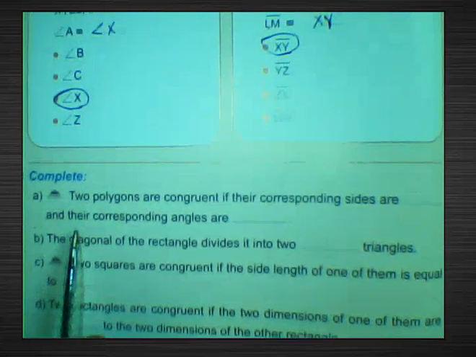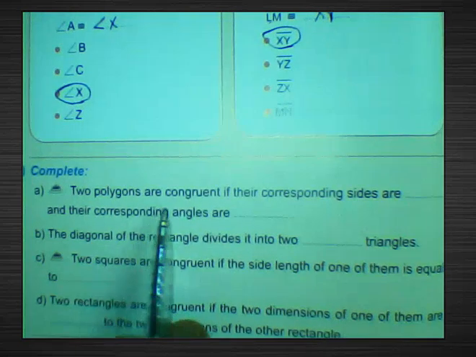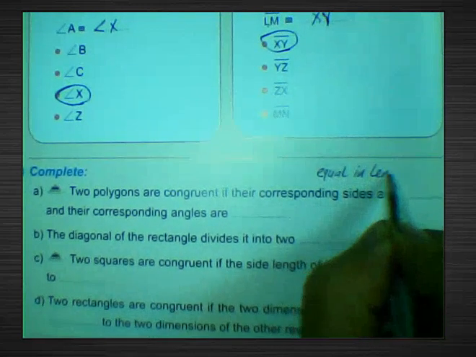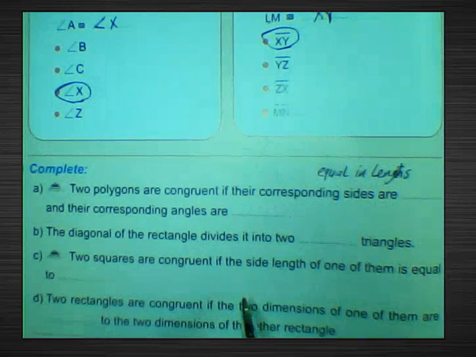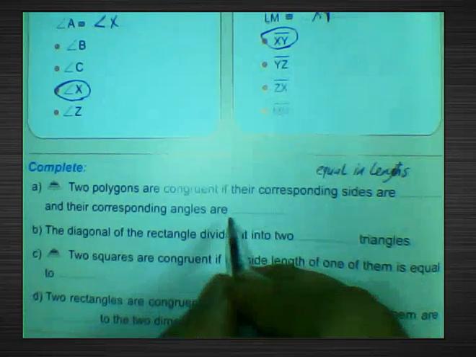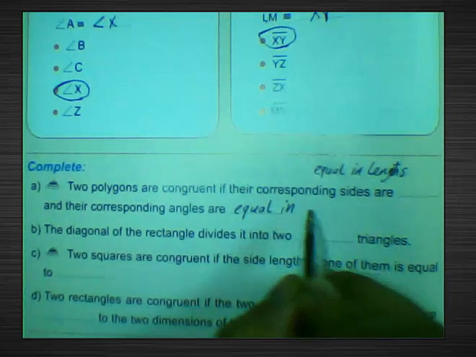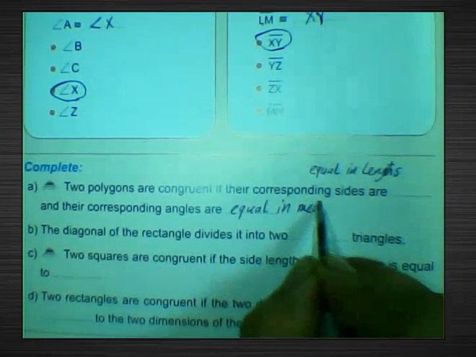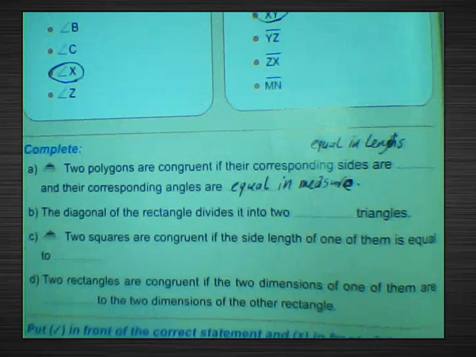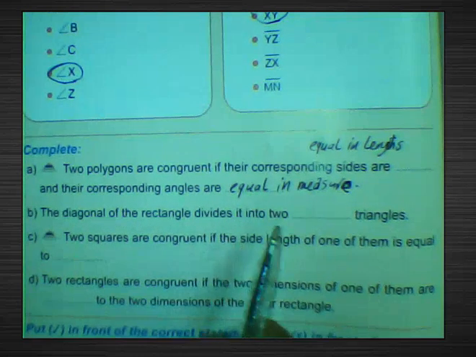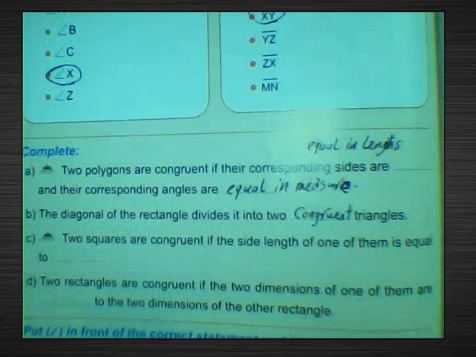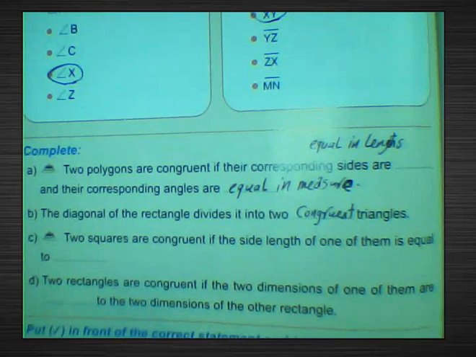Look at this example. Question A. Two polygons are congruent if their corresponding sides are equal in length and their corresponding angles are equal in measure. Question B. The diagonal of the rectangle divides it into two congruent triangles.